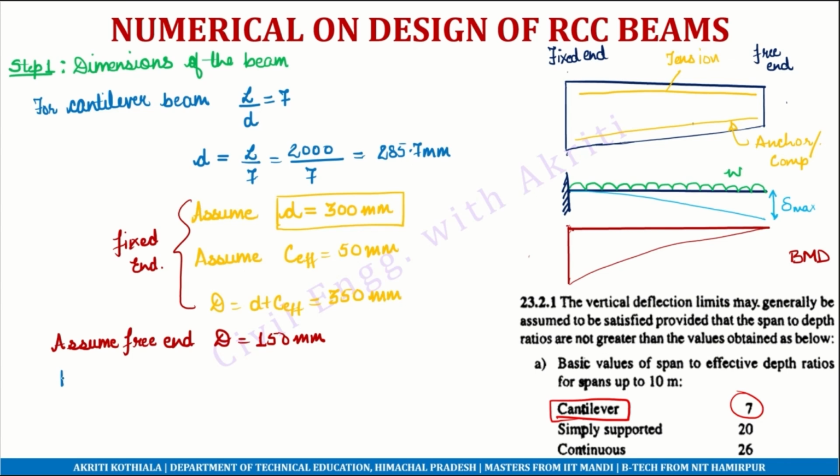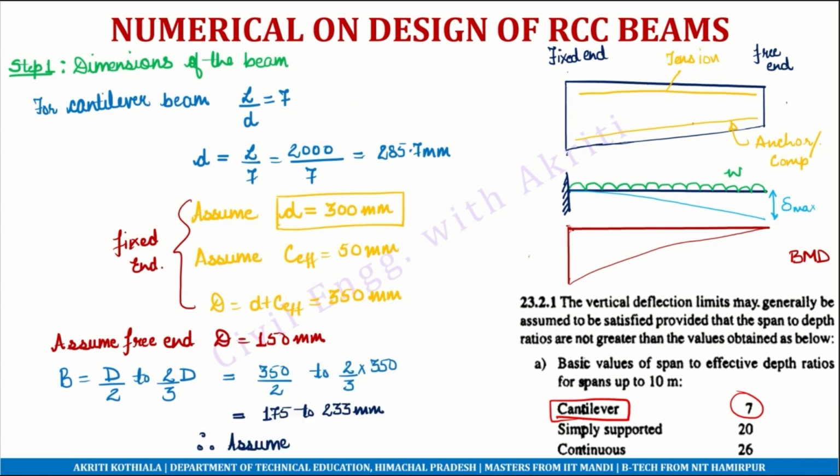The width of the beam can be easily assumed or calculated from this value, which we have been using in the past for simply supported beams also. So D by 2 to 2 by 3 D. This value computes to be 175 mm to 233 mm. We have to assume a value of width of the beam between 175 and 233. So we are assuming B to be equal to 200 mm. Now we have the dimensions of the beam: the overall depth at the fixed end equal to 350 mm, the free end equal to 150 mm, and the width of the beam equal to 200 mm.